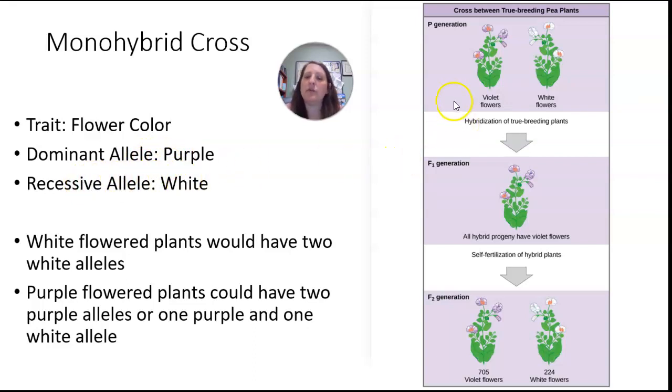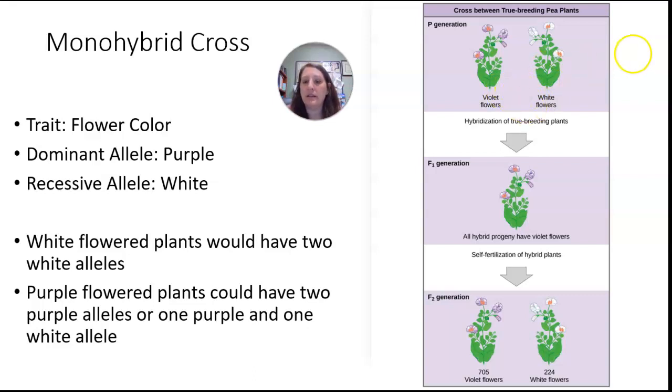Okay, so let's go back up to our parents. For this parental generation, remember we use the term true breeding or pure lines, so we know that these are homozygous. They have 2 of the same alleles. The violet or purple plants here would have 2 purple alleles. The white plants would have 2 white alleles because they're homozygous, so they carry 2 of the same allele.